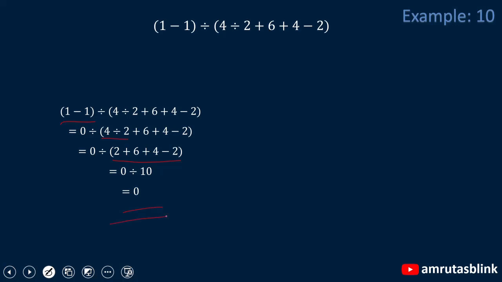So finally (1 − 1) ÷ (4 ÷ 2 + 6 + 4 − 2), this expression when arranged with such kind of brackets will give you the answer as 0.